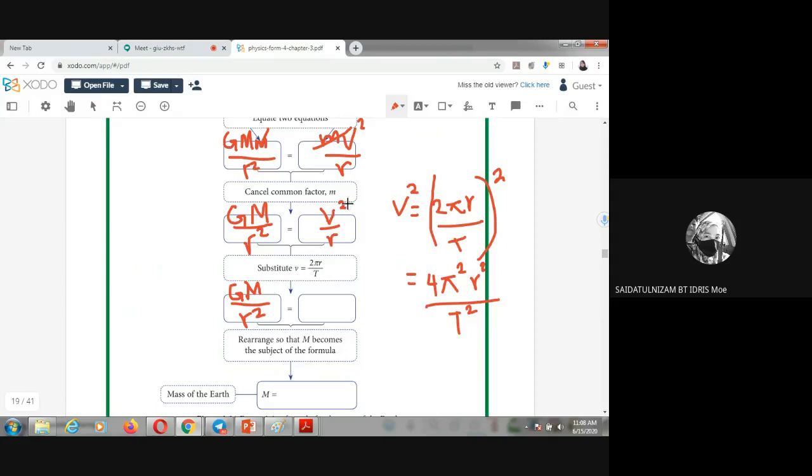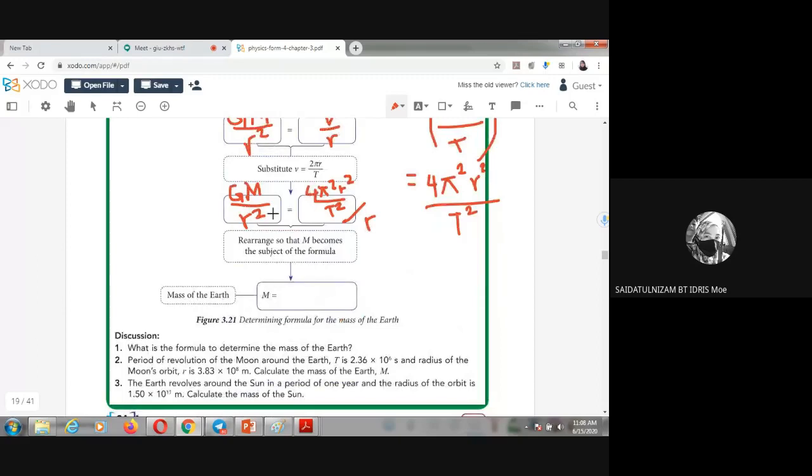Okay, jadi gantikanlah V square ni tadi, gantikan ini. Okay, 4 pi square R square over dengan T square. Okay, then dia ada over lagi kan, over lagi dengan R. Okay. Then rearrange so that M becomes the subject of the formula. Jadi kamu gunakan equation ini, simplify sehingga you dapatkan M tu, M tu sebagai subject of formula. So, you akan dapat macam ni lah. M equal to, okay, ni kamu simplify lagi akan dapat T square times R.